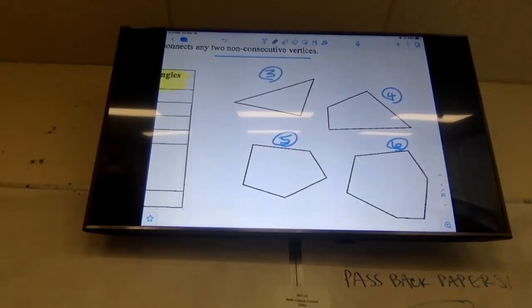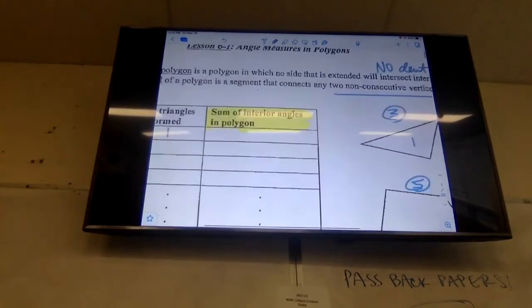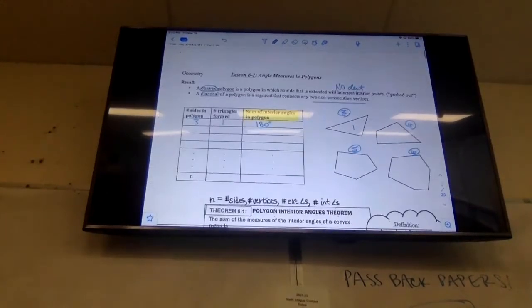So in a 3-sided shape, can you draw a diagonal? No diagonals. So I only see one triangle here because I can't make any diagonals to make more triangles. And so it's a 3-sided polygon. There's only one triangle itself. And what's the sum of the interior angles of a triangle? 180. Okay, good. We already know that one.